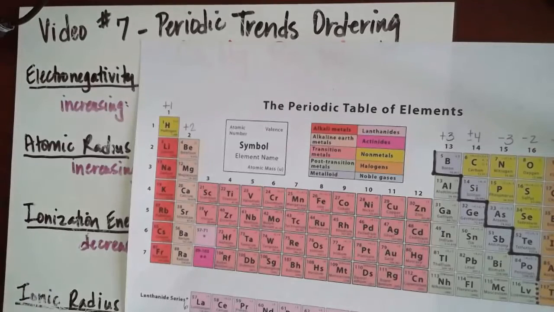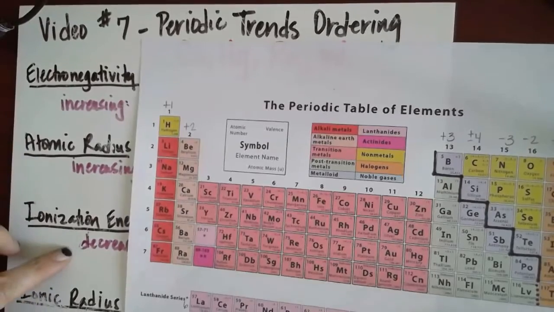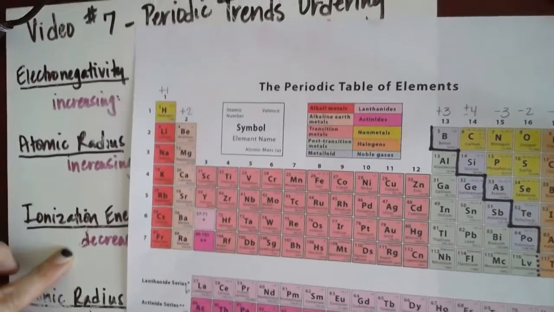All right, and here is video number 7, periodic trends ordering. How to order the periodic trends, increasing to decreasing and vice versa. So the most important thing you need to understand is number 1, what is the trend and what is it asking you to do? So notice I have all 4 of our trends on the side, and I'm saying to increase, increase, decrease, and that last one says to decrease.